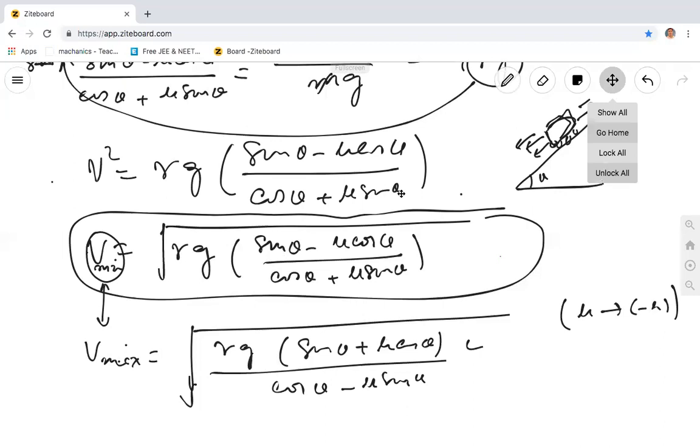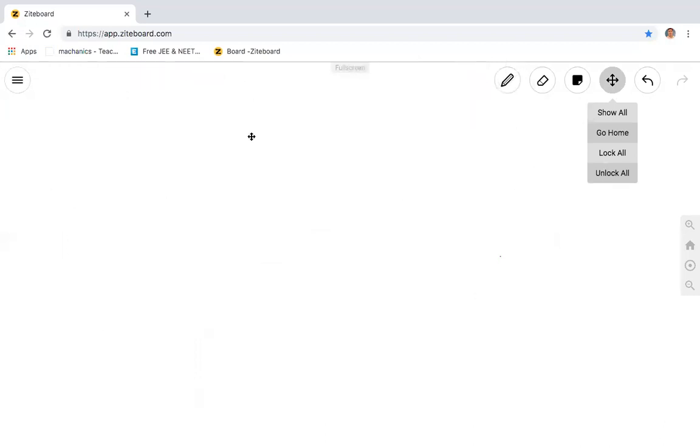So this is a question that can be asked in the exam, to derive the expressions for this, right? Okay.